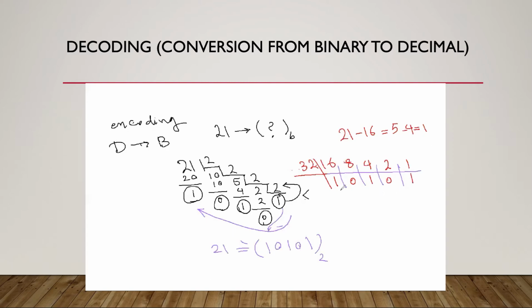Okay, let's see if they are equal. 1 0 1 0 1. This is exactly the same as this one, so it means we did it correctly. Let me give you another example.